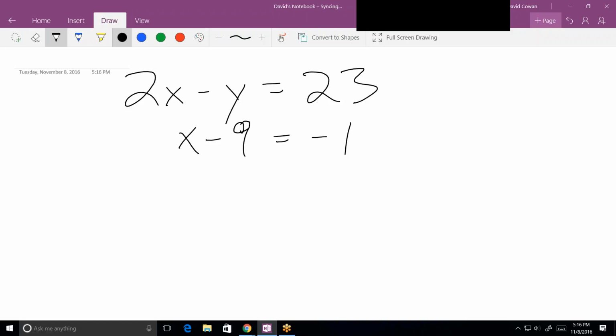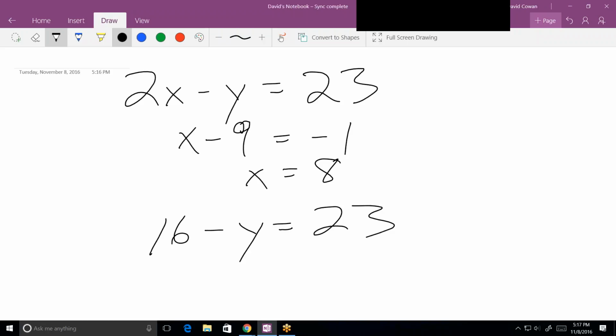One second. If you're going to use substitution, then you're going to have to solve one of these equations for a variable. You can't really use substitution until you get it so that x equals something. X equals 8. Now you can use substitution. 2 times 8 minus y equals 23. 16 minus y equals 23.